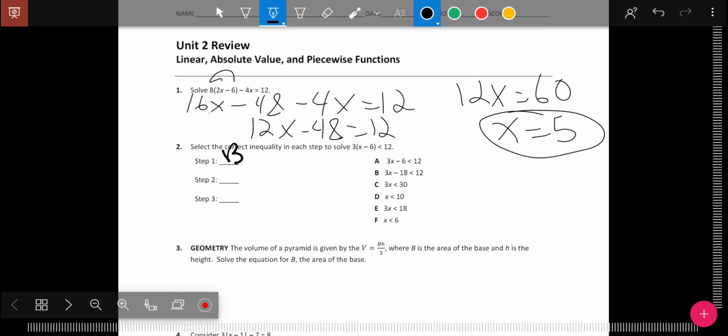I would then add 18 over. So I get 3x is less than 30. And so that would be C. I then divide by 3, I divide by a positive, no flipping of signs. And so I get x is less than 10. And so it would be B, C, D in order there.